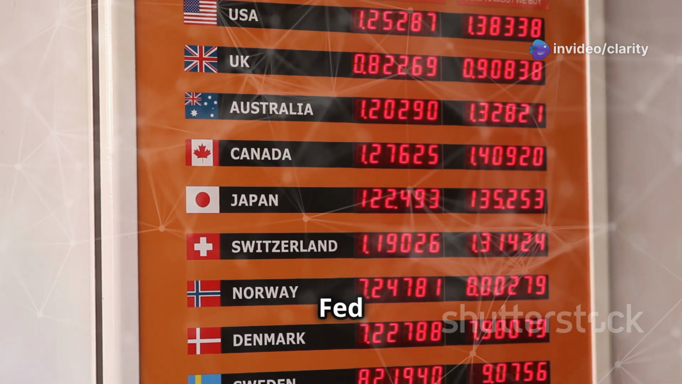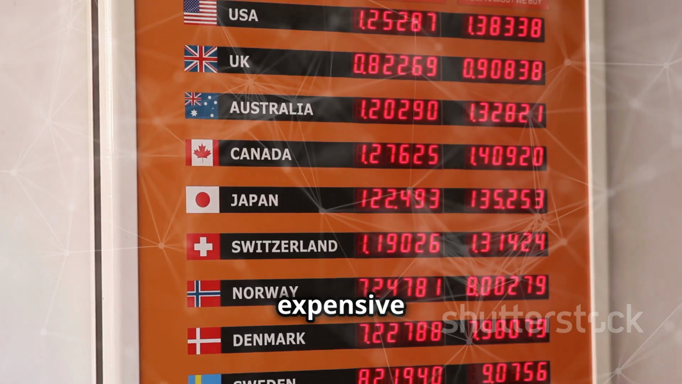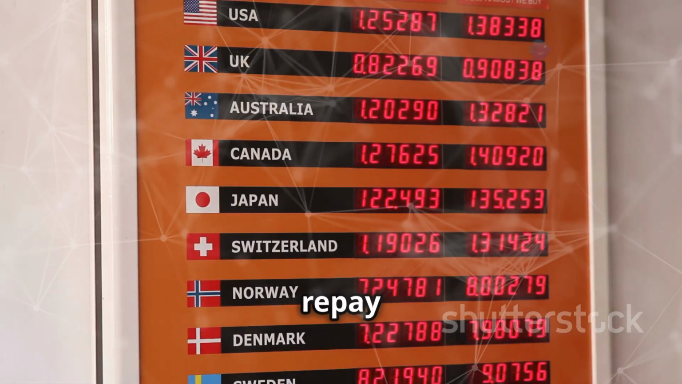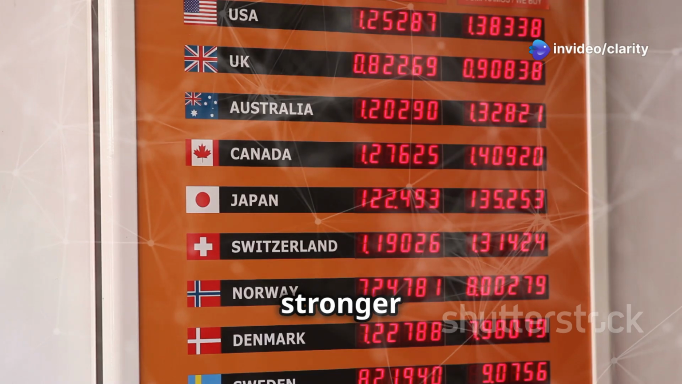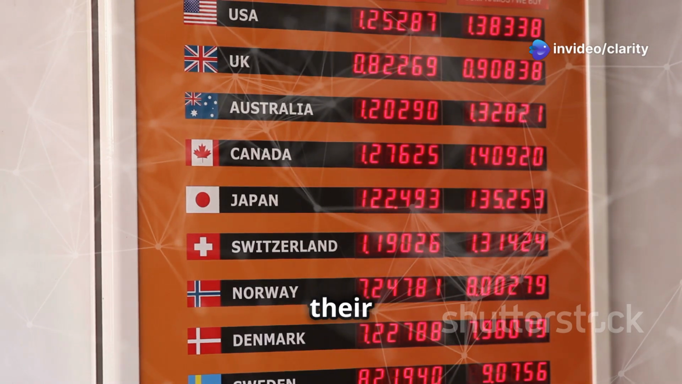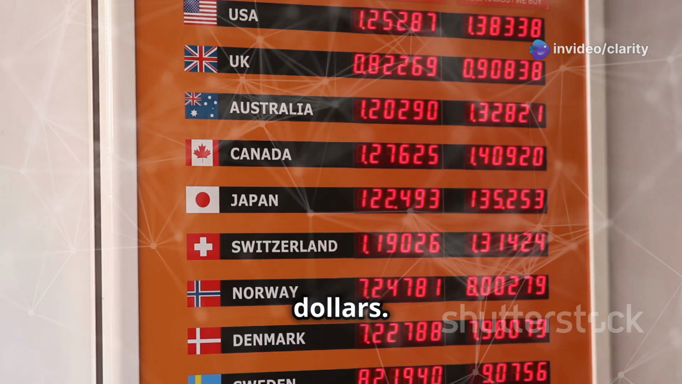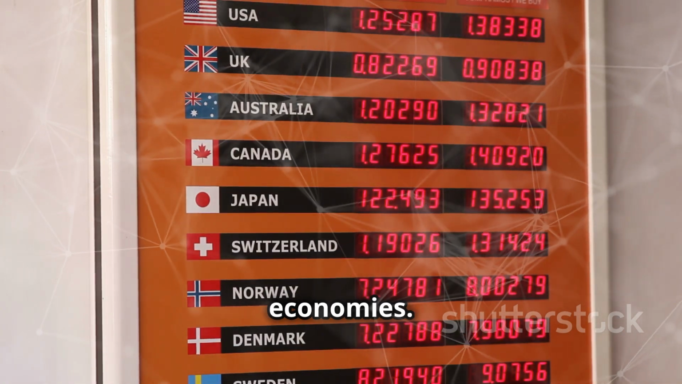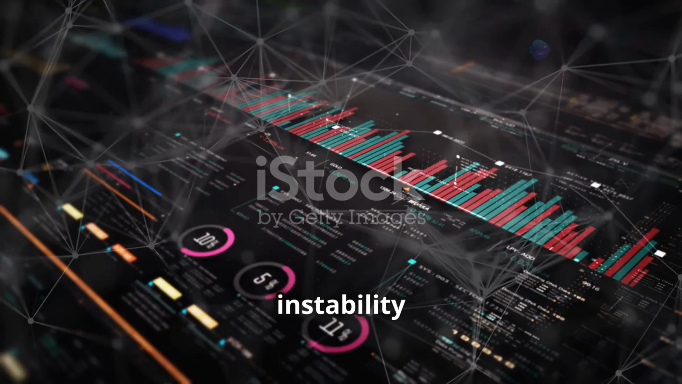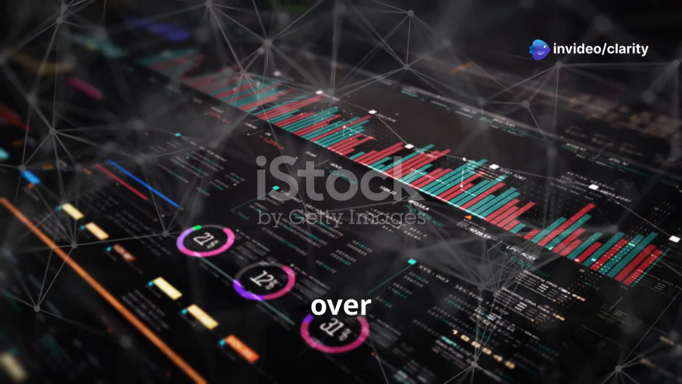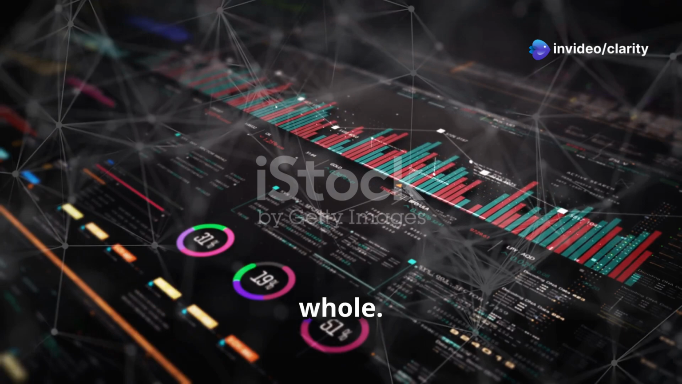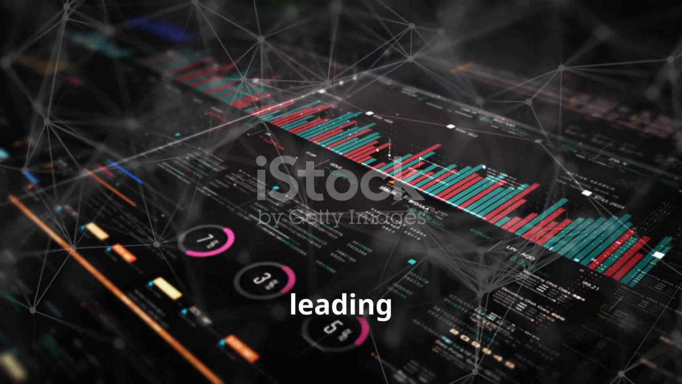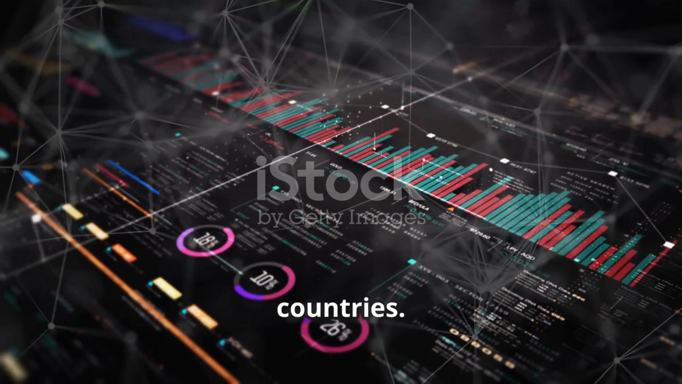Why does this matter? Well, when the Fed raises interest rates, it can make it more expensive for other countries, especially those with a lot of debt in US dollars, to repay their loans. This is because a stronger US dollar means that it takes more of their own currency to buy the same amount of dollars. This can lead to higher debt servicing costs and put pressure on their economies. This can lead to economic instability in those countries, which can then spill over into the global economy as a whole. For example, if a country is unable to repay its debts, it might default, leading to a financial crisis that can spread to other countries.